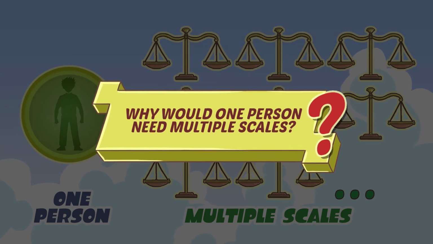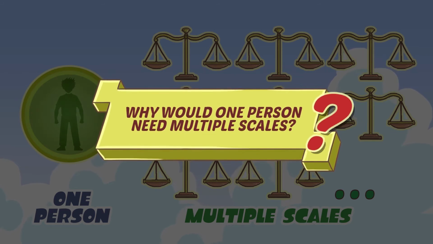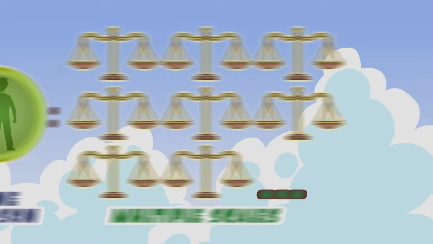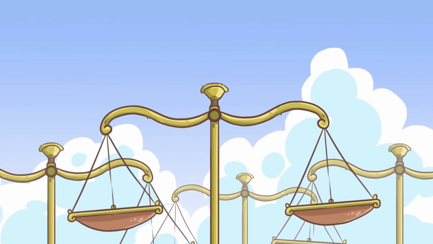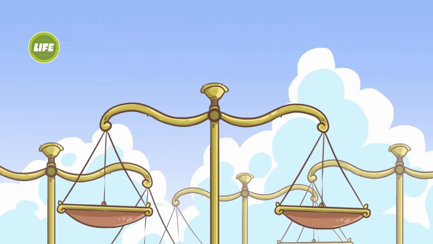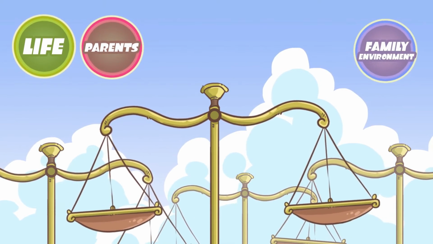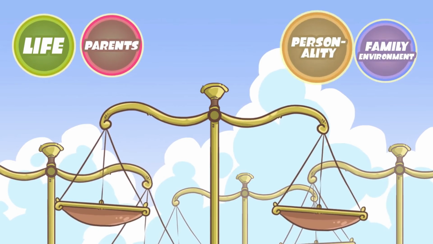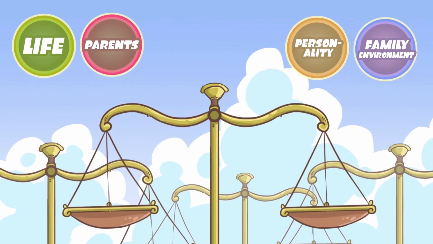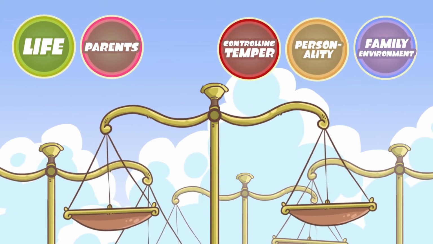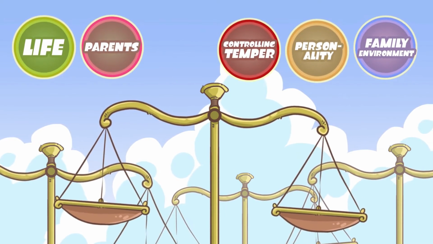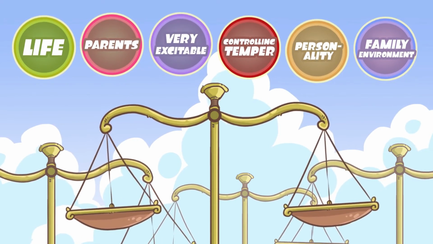Why would one person need multiple scales? We could just have one giant scale, put all the deeds on it. But actually you can think of the scales in this ayah as standards. You were given a different life than other people. Your parents are different. The family environment you grew up in is different. Your personality is different. You have a very hard time controlling your temper. Your friend has a really good control over their temper. Your brother is very calm and you're very excitable.